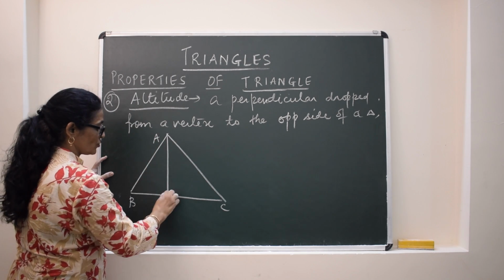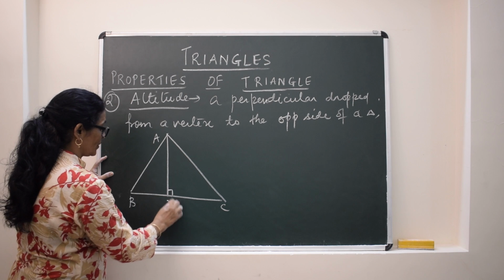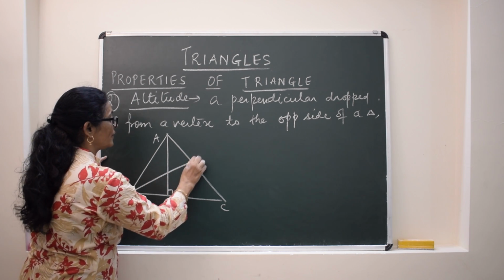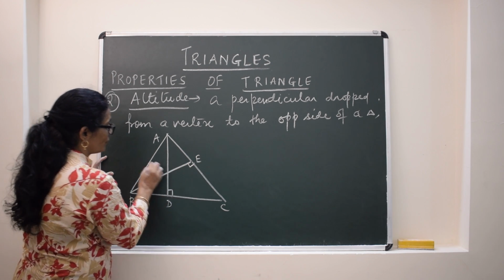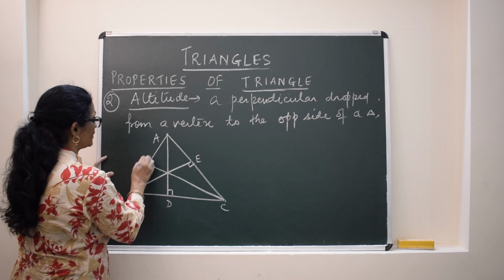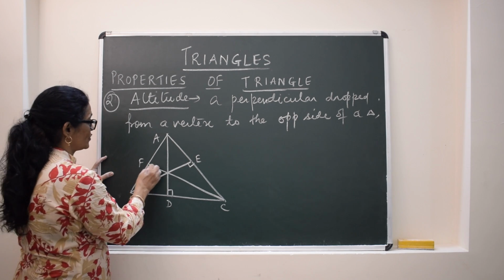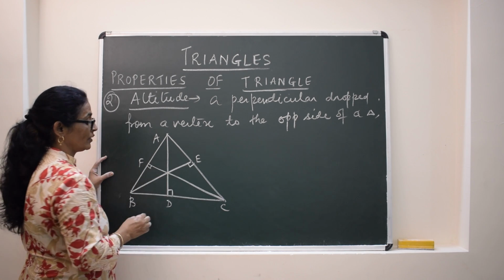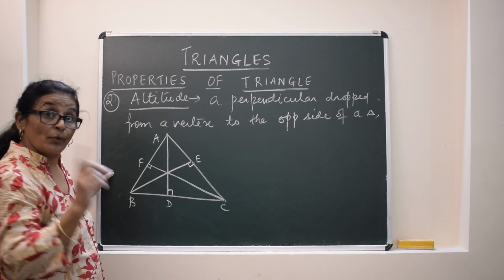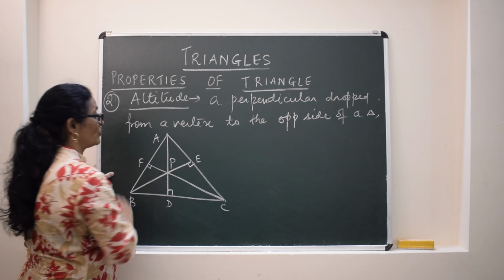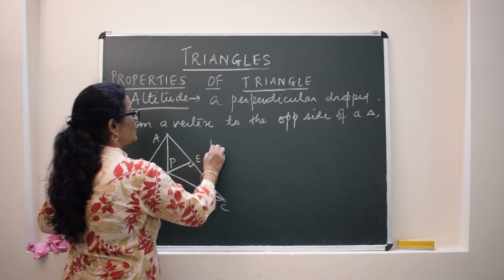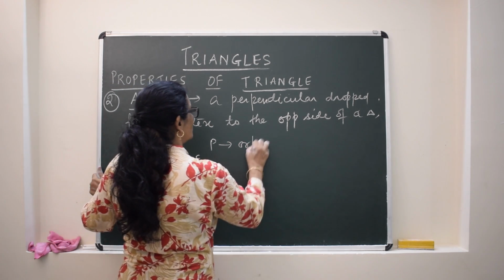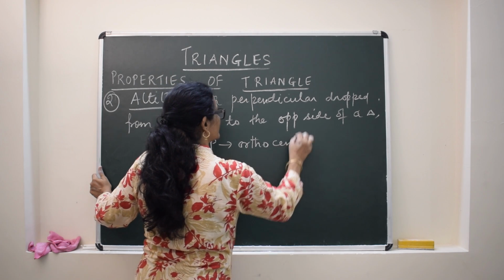From here I have just dropped a perpendicular AD. From B I have dropped another perpendicular BE. From C I have dropped third perpendicular, that is CF. So AD, BE and CF are 3 perpendiculars. They will meet at a point. Suppose they are meeting at a point P. So this P point will be called orthocenter.